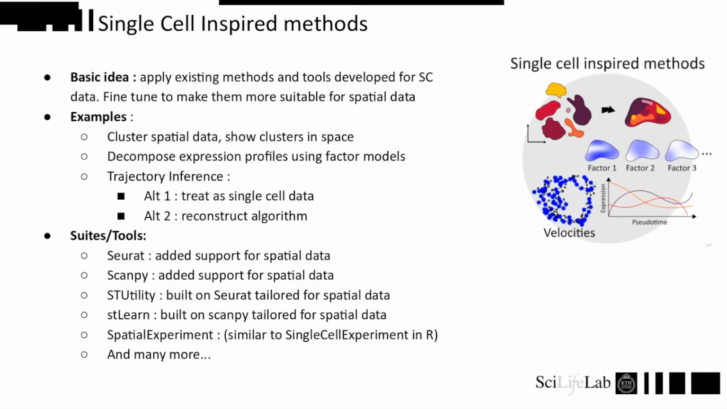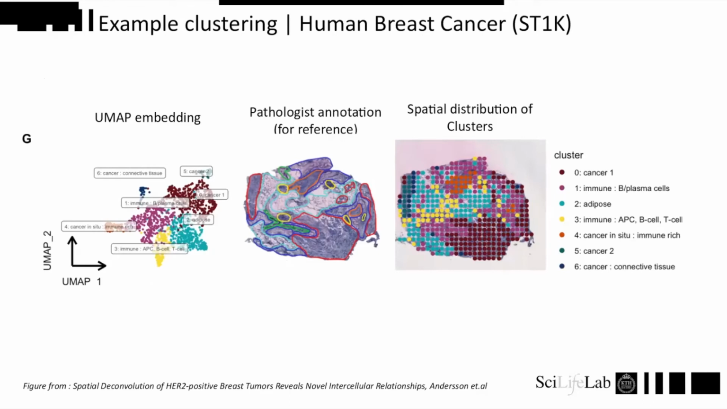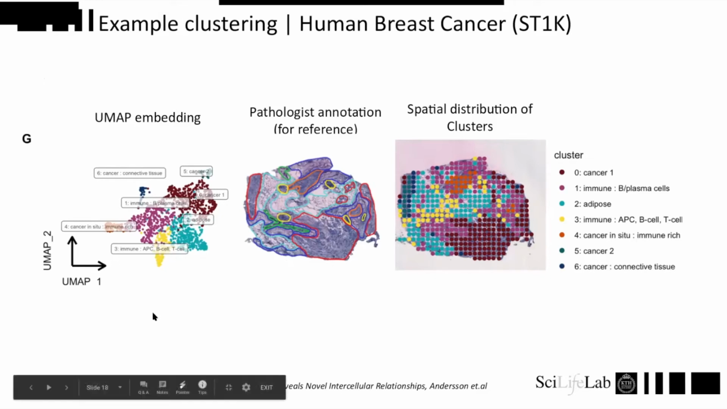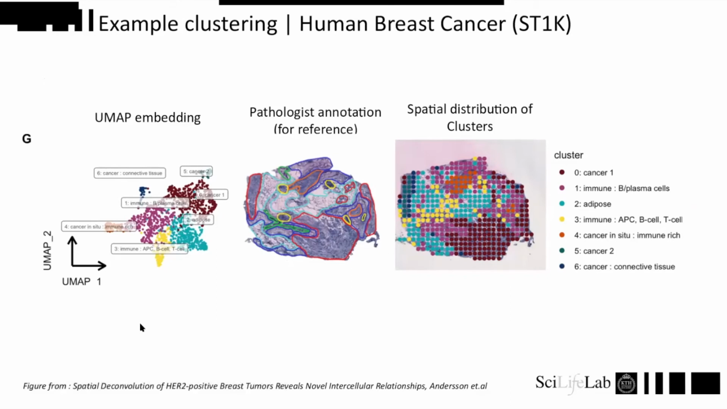And there are a lot more suites and tools coming and already existing for spatial data. But I wanted to give some examples now of what I mean with this clustering and trajectory inference. So here we see an example of some results that we obtained in a study that we were doing on human breast cancer. And to the left, in the very leftmost picture, after doing a very similar process to what you would do with single cell data, you normalize, you cluster, and you project your data or embed it in two-dimensional space using UMAP.